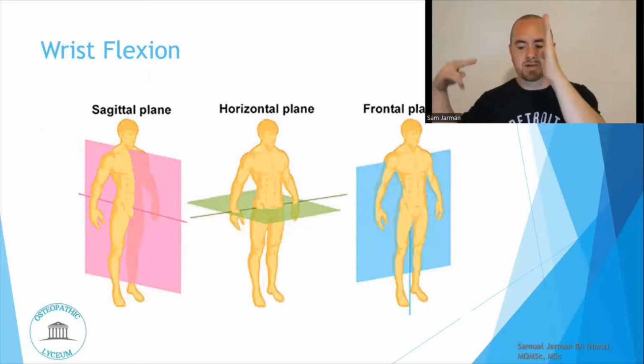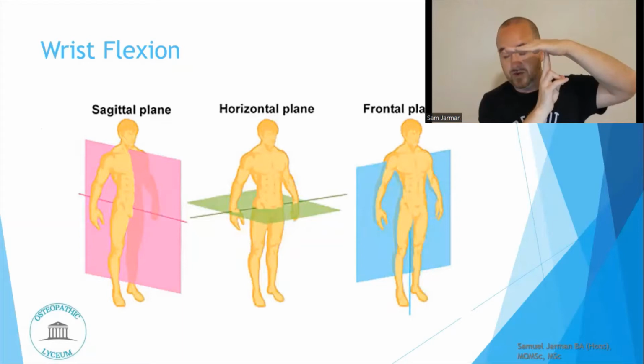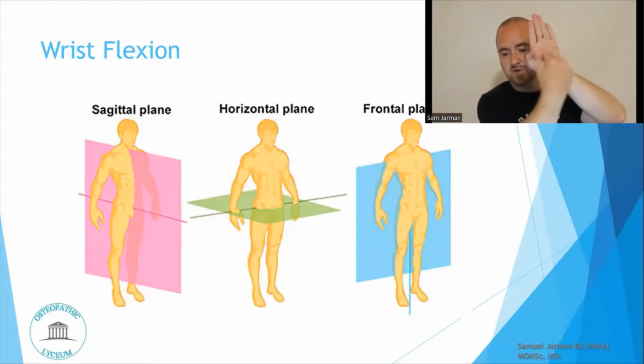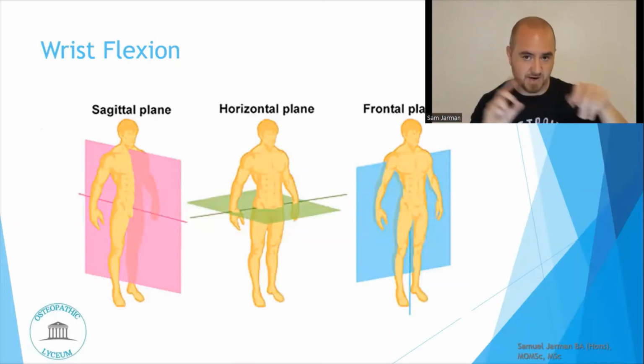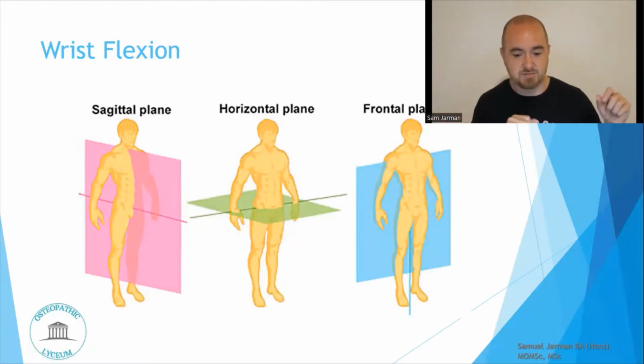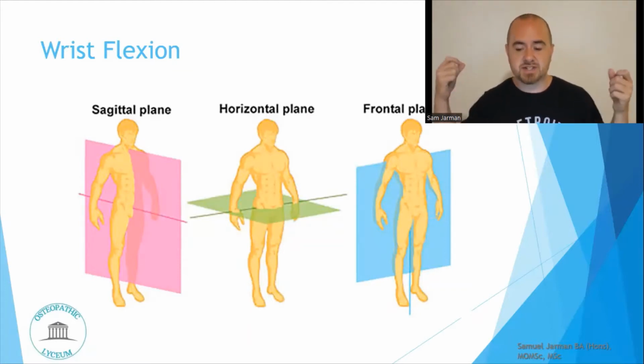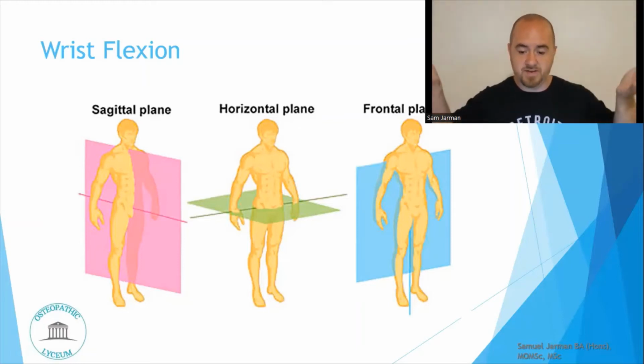So the sagittal plane, you have a horizontal or transverse axis. The horizontal plane, or the transverse plane, you have a vertical axis. The frontal plane or the coronal plane, you have an AP or PA axis, or anterior to posterior, posterior to anterior axis. In this case, wrist flexion, that shouldn't say flexion, it should be wrist extension. Wrist extension with the hands at the side, the thumbs facing out.